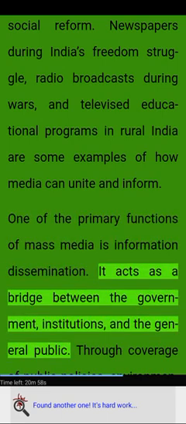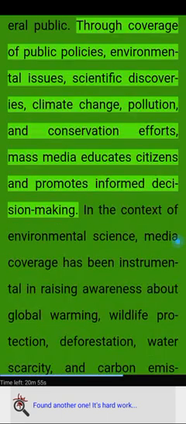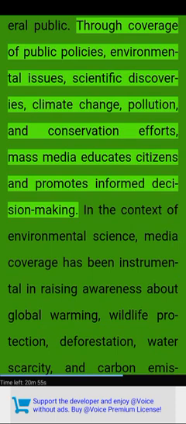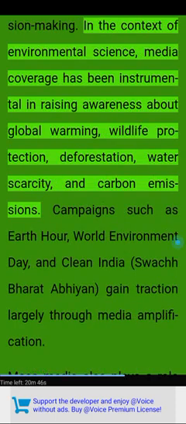It acts as a bridge between the government, institutions, and the general public. Through coverage of public policies, environmental issues, scientific discoveries, climate change, pollution, and conservation efforts, mass media educates citizens and promotes informed decision-making. In the context of environmental science, media coverage has been instrumental in raising awareness about global warming, wildlife protection, deforestation, water scarcity, and carbon emissions.